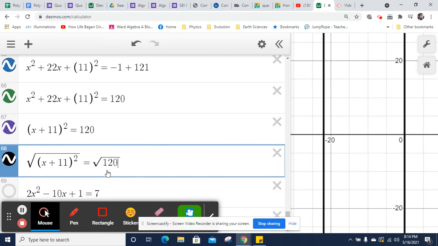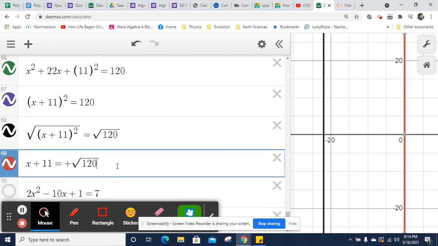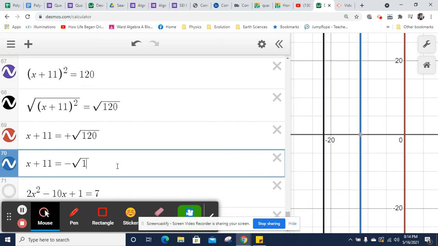Now, once again, there are some perfect squares hiding in 120 that we'll find. We'll root them out. Okay, so let's deal with that in a second. So on the left side, I'll end up with x plus 11. On the right side, I'm going to have plus square root of 120, and x plus 11 equals minus the square root of 120.